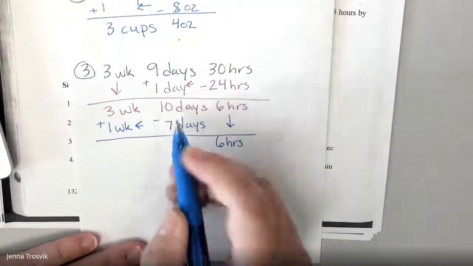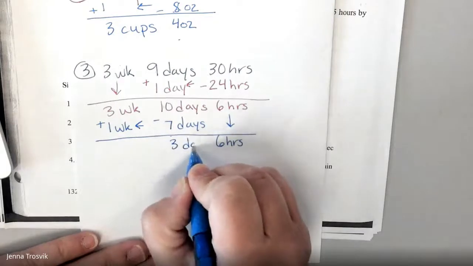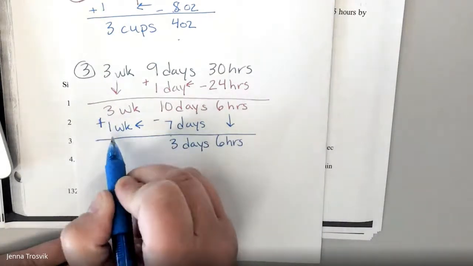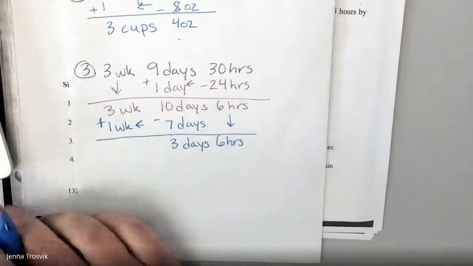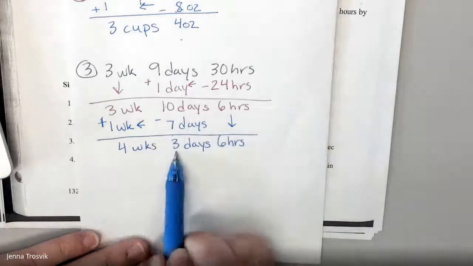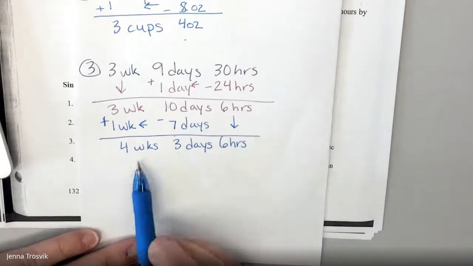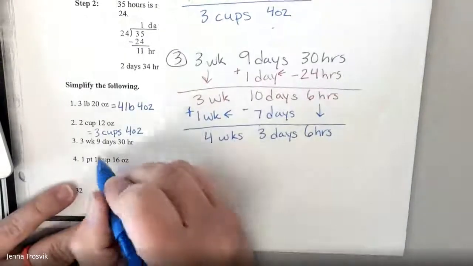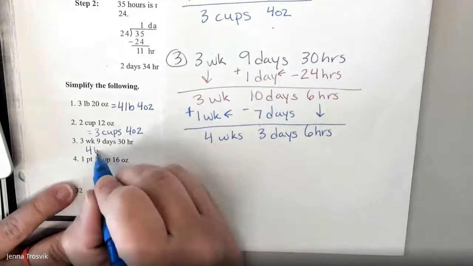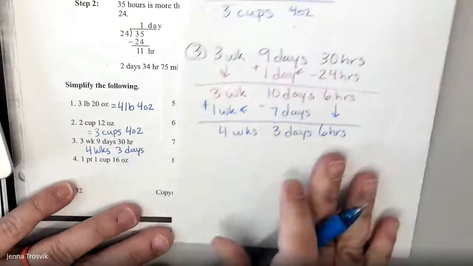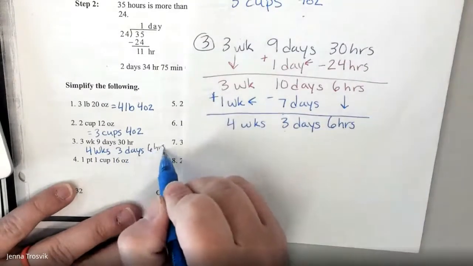So if I take 7 days away, I'm left with 3 days. And if I add that 7 days, which really is 1 week, to the 3 weeks I already have, I now have 4 weeks total with 3 days and 6 hours. So 4 weeks, 3 days, and 6 hours worth of pay. So simplest form would be 4 weeks, 3 days, and 6 hours.